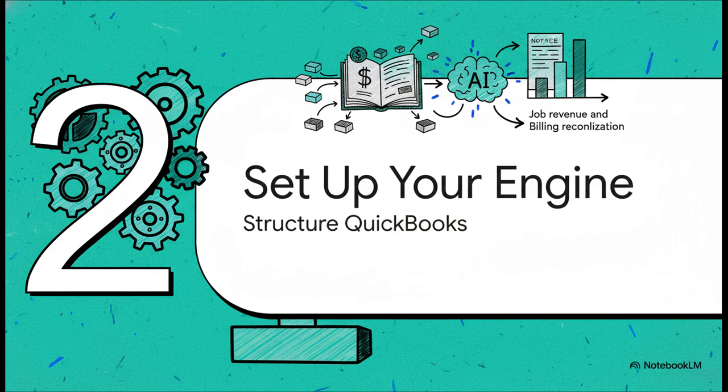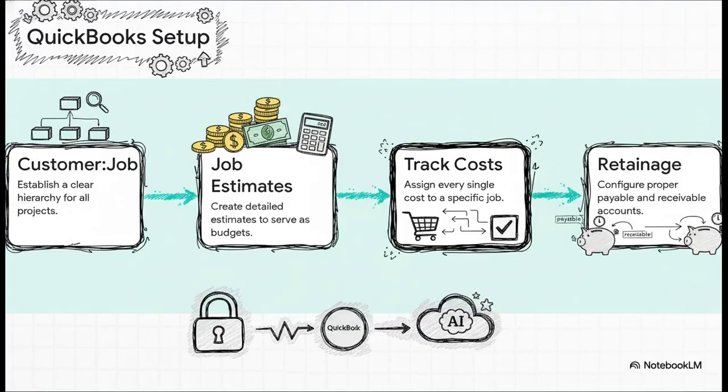Now here's the deal. Good automation always starts with a solid foundation. So before we even touch AI, we have to make sure QuickBooks is structured perfectly to give our automation the clean data it needs. And that really comes down to these 4 key steps. First, you've got to have a clear customer job hierarchy. Simple, but crucial. Second, create detailed estimates for every job. These are your budgets. Third, and you absolutely cannot skip this, track every single cost to a specific job. No exceptions. And finally, you have to have the right account set up for retainage. Once that's all clean and tidy, we can make that one-time, totally secure connection between QuickBooks and our AI.